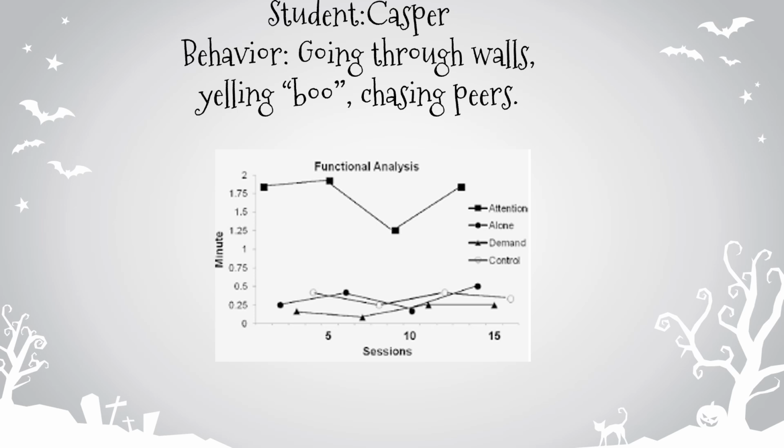So our first client is named Casper. Name might sound a little familiar to you. The behavior is going through walls, yelling boo, and chasing peers. So look at the data, look at the points. I am going to give you some time to study it, and you determine what the hypothesized function of the behavior is according to this graph.